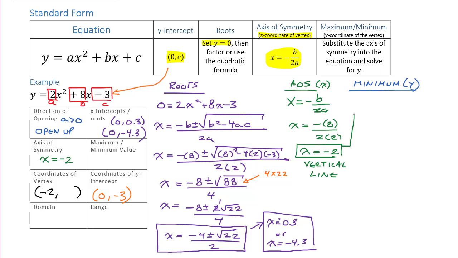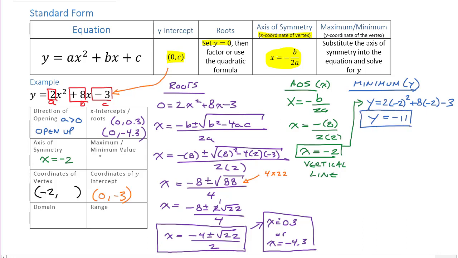All right, so to find this is really easy. Since you know the x value, just take it and sub it in to the equation. So let's sub it into y equals 2 times, we're going to sub negative 2 in for x, plus 8 times negative 2, oops, minus 3, I was going to put plus 3, there we go. Calculate it all out, we'll just save time, and we get negative 11.